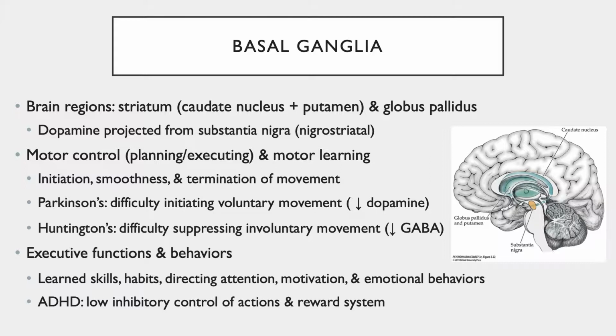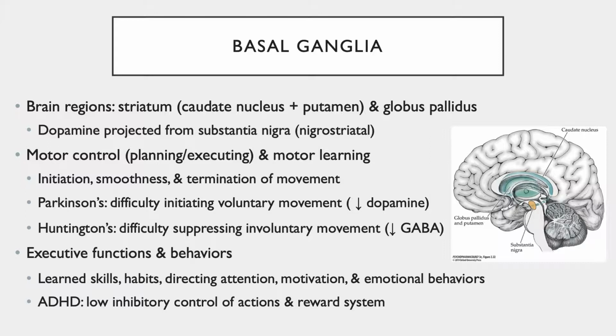First, Parkinson's disease. A known symptom of Parkinson's disease is difficulty with initiating voluntary movement. This is due to insufficient dopamine from the substantia nigra to the striatum. What happens here is that insufficient dopamine is produced in the substantia nigra. Therefore, there's insufficient dopamine to be released in the striatum. This leads to difficulty initiating voluntary movement.